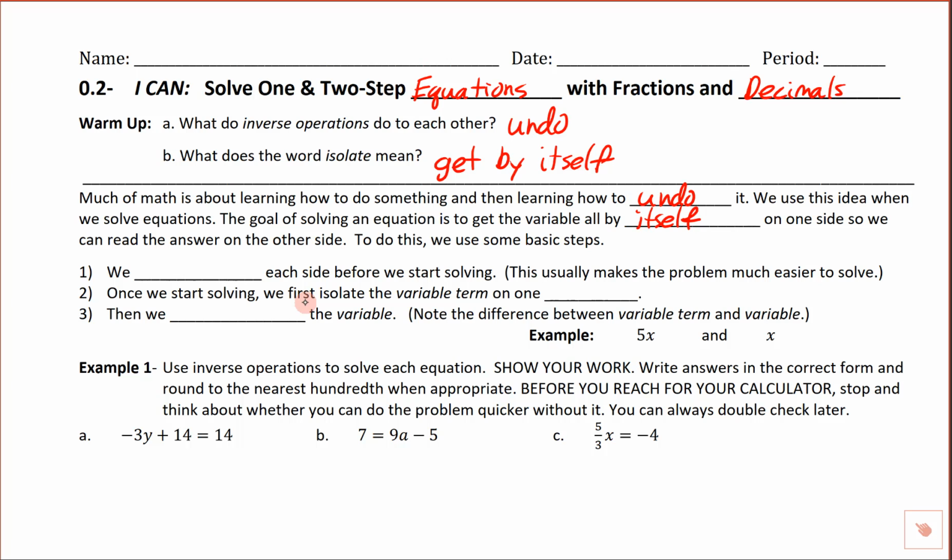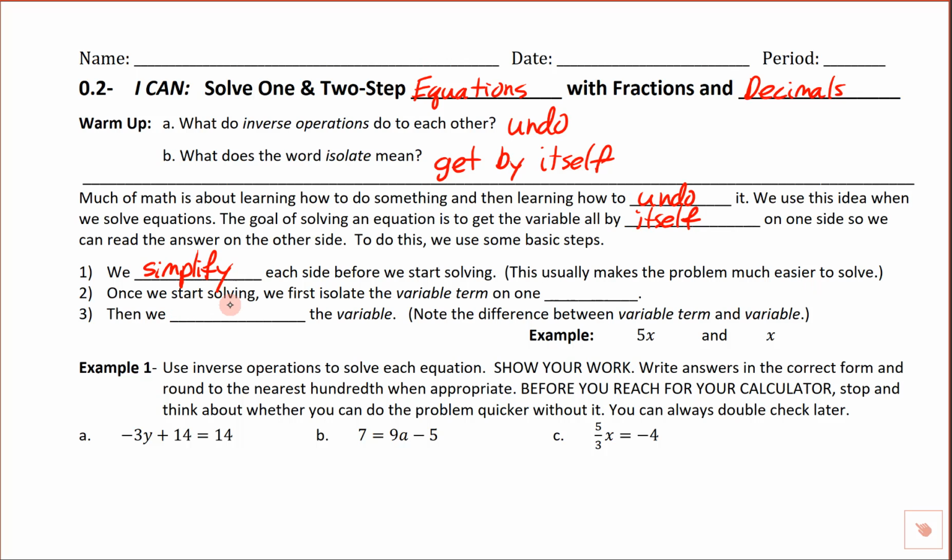And to do this, we use a couple of basic steps. The first thing I've got here says step number one, we blank each side before we start solving. So this isn't really a solving step. What we're going to be doing here is simplifying each side. So let's write simplify. We're going to simplify each side before we start solving. And what this does is it usually makes the problem a lot easier to solve. It's going to save us some time. We're going to avoid making mistakes. It's going to be a little bit more clear what we need to do in order to solve an equation if we simplify each side first.